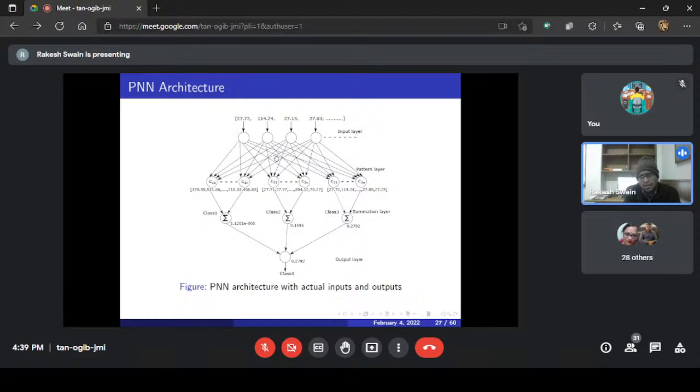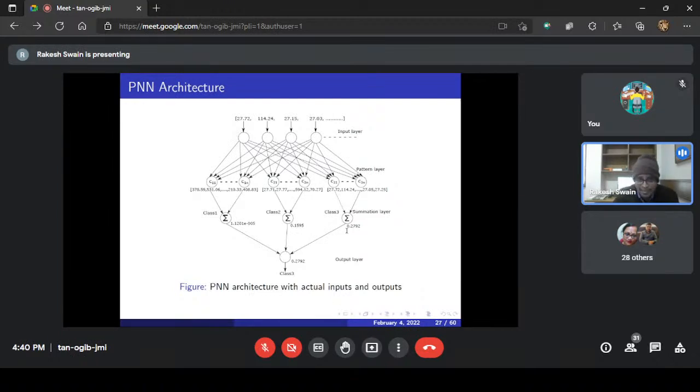For each input, you have to calculate against the feature vectors. This is the number of types of fault. Whichever distance you see is the maximum, the input belongs to that type, because that is the probabilistic neural network. If the value is greater here, it will be close to that class.